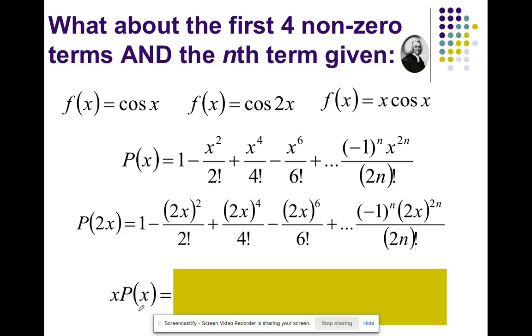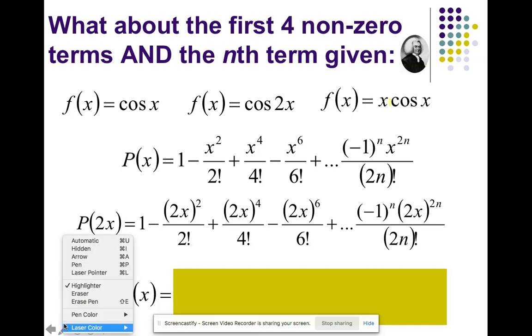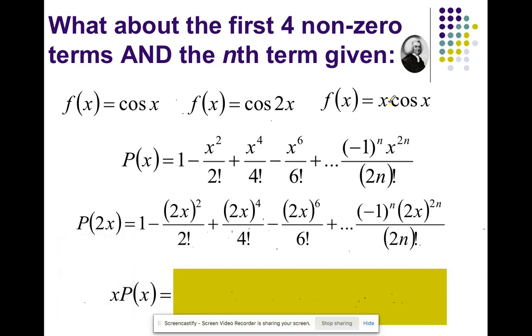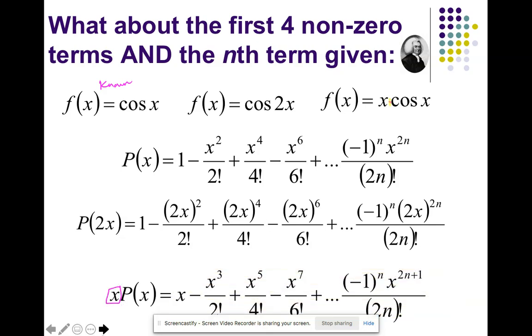What if I asked you to multiply this one by x? What would you do? What if I wanted x times cosine of x? That's not a composition. That is just a multiplication. Take your known and multiply it by x on the left and multiply it by x on the right.